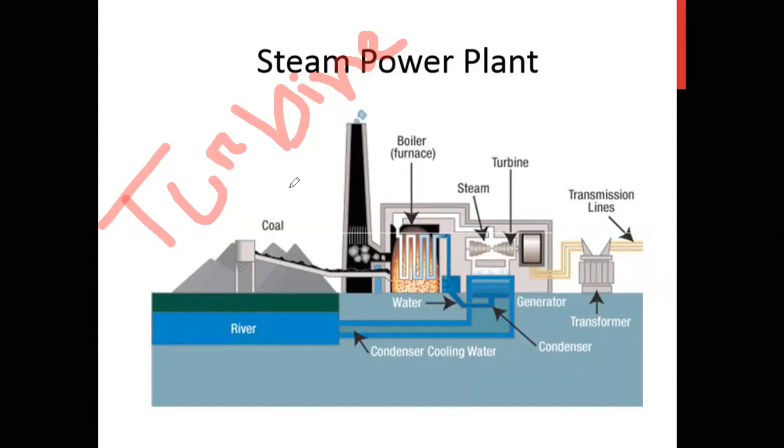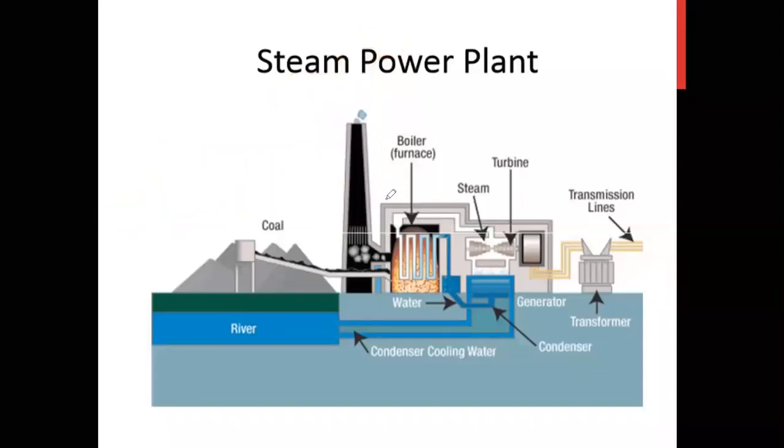And one more thing is pump. We basically use a pump to transfer water to the boiler, because we have to continuously supply water to the boiler. So these four components of a steam turbine power plant are boiler, turbine, condenser, and pump. Now I will describe how this power plant works.